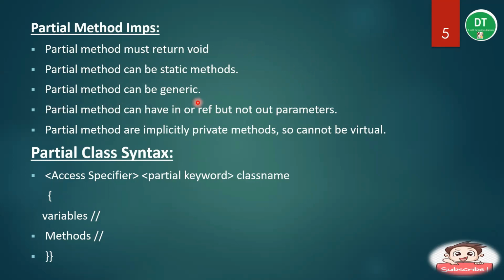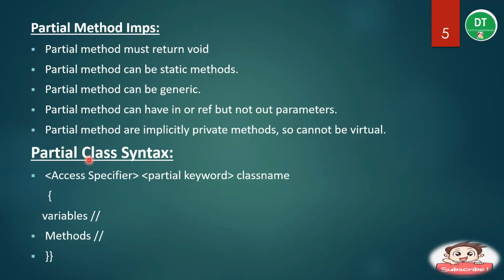Partial method can be generic. Partial method can have in or ref but not out parameters. If the partial method has different types of parameters, it can have ref parameters, which is a parameter preceded by the ref keyword, or it can have in parameters, but out parameters it cannot have. Partial methods are implicitly private methods, so they cannot be virtual. These are private methods by default.